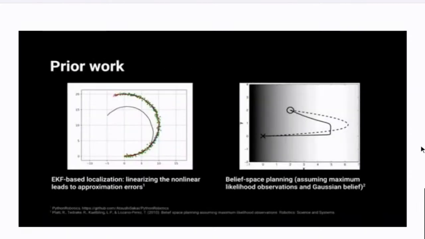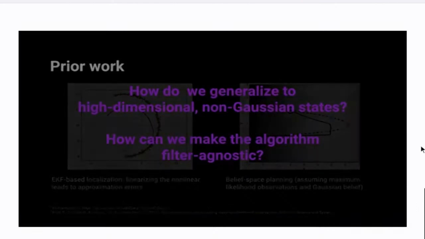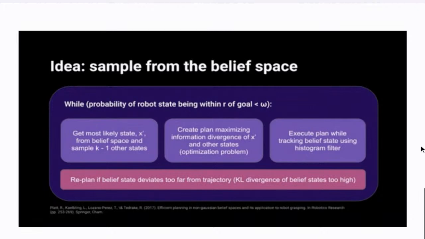In terms of prior work, a common method for robot localization is the extended Kalman filter, but it's not optimal in systems with non-linear dynamics. Past work in belief space planning also assumes a Gaussian belief state and maximum likelihood observations. Thus, some questions are, how do we generalize to high-dimensional non-Gaussian states, and how can we make the algorithm filter agnostic?